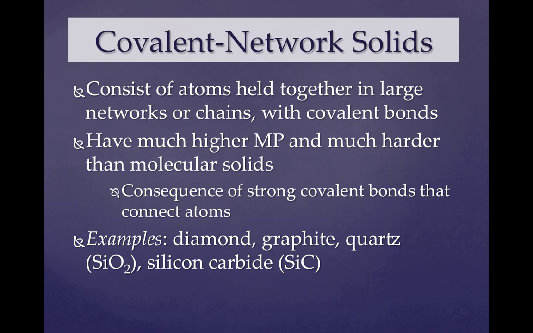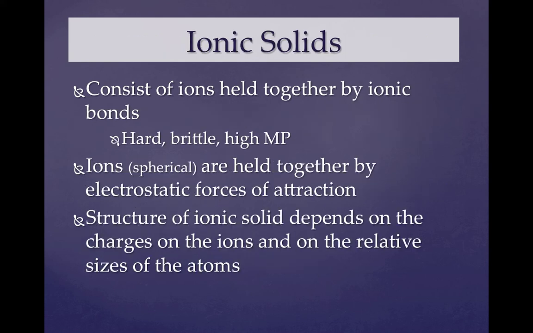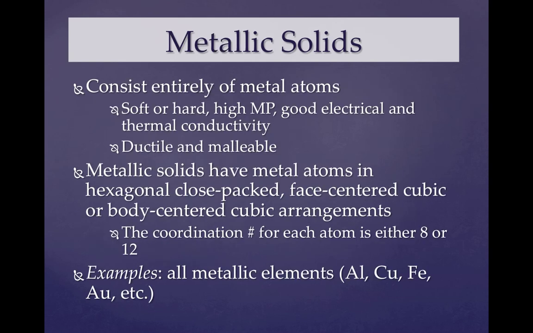Molecular solids consist of atoms held together by weak IMFs. They're usually soft, they're often gases, poor conductors. Covalent network solids have atoms that form long chains. They have higher melting points because of stronger covalent bonds. Ionic solids obviously are held together by ionic bonds. They're very hard, brittle, with a high melting point. They have a high electrostatic force of attraction, and how strongly they're held really depends on the charge of the ions.